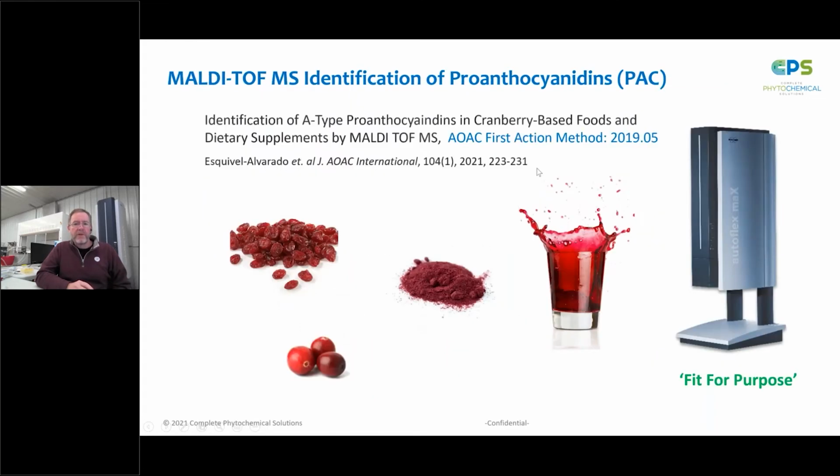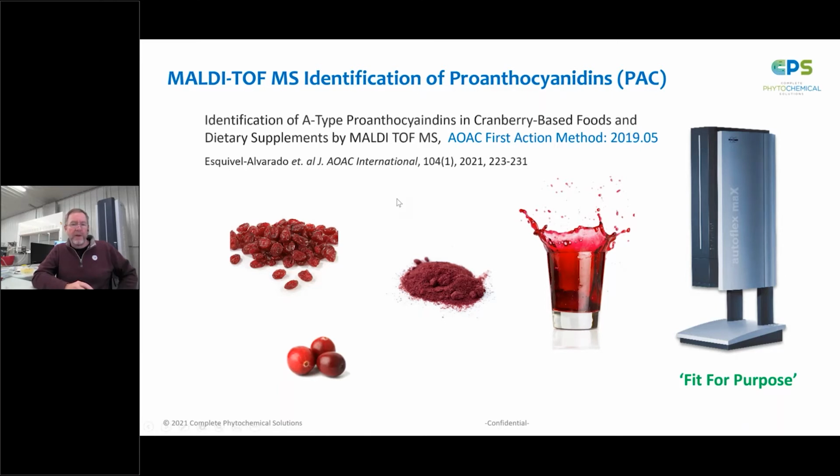So our approach is to use MALDI-TOF mass spectrometry as a platform for being able to characterize the proanthocyanidins. And we have developed a method, an AOAC First Action method, for the identification of A-type proanthocyanidins from cranberries. This same methodology that's described in this publication is what I'm going to demonstrate today, and it can be applied to a wider range of products beyond cranberry.